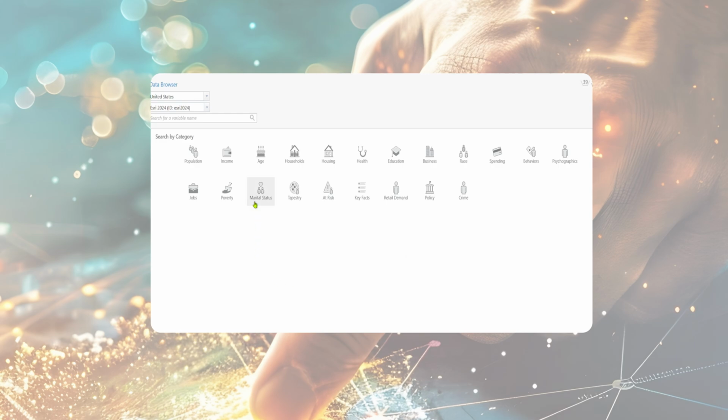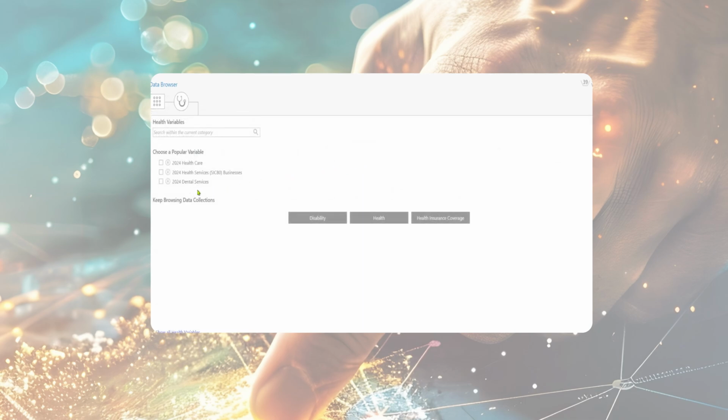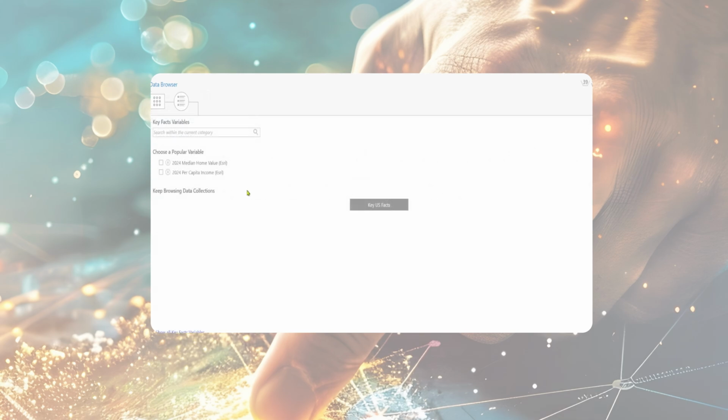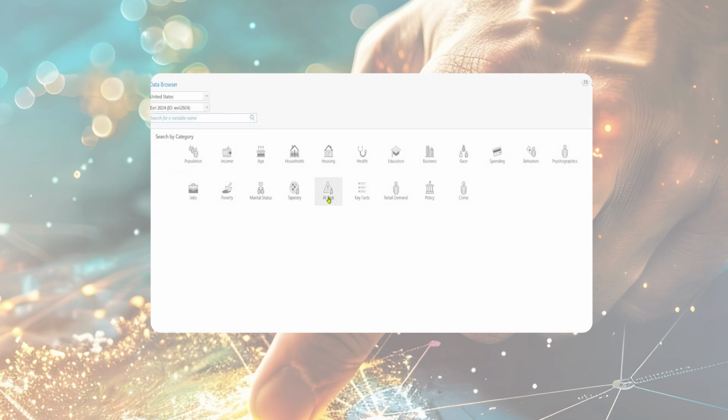Good point. Now let's shift gears to the demographic data categories document. This thing is like a giant catalog of all the different types of info Esri collects. It's super interesting. There's definitely a lot to cover. We've got the usual suspects like population and income, but then there are some categories that are a bit more unexpected, like psychographics or retail demand. You know what I mean?